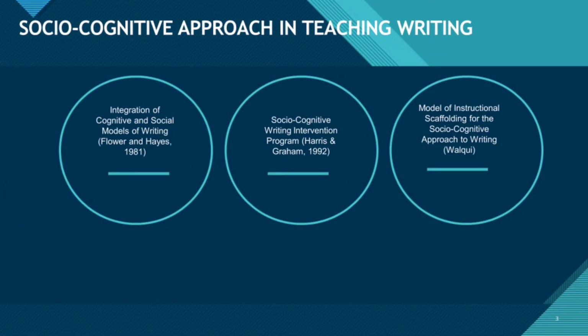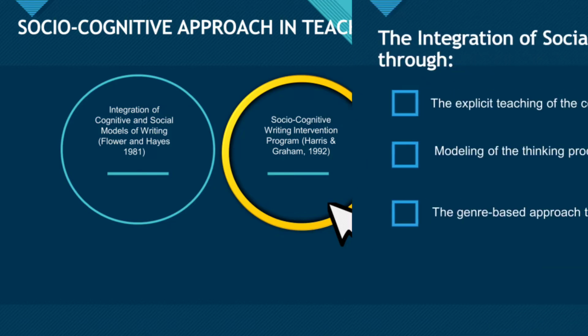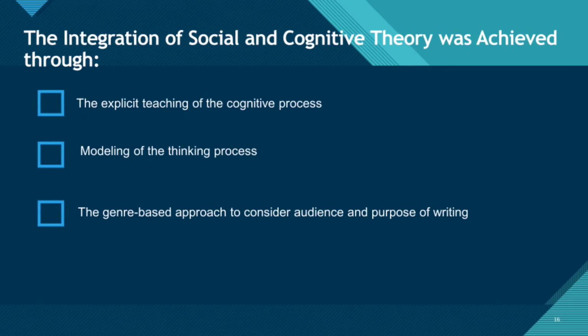That's it for the integration of cognitive and social models of writing by Flower and Hayes. Now let's move to the Socio-Cognitive Writing Intervention Program by Harris and Graham, 1992. In this program, the integration of social and cognitive theory was achieved through the explicit teaching of the cognitive writing process, modeling of the thinking process, and the genre-based approach to consider audience and purpose of writing.